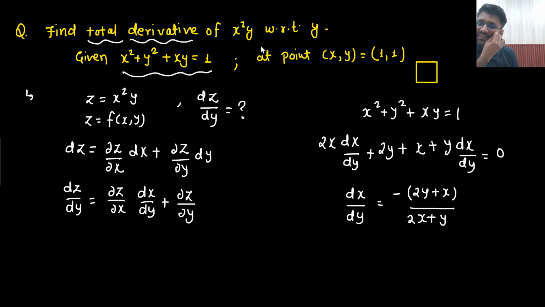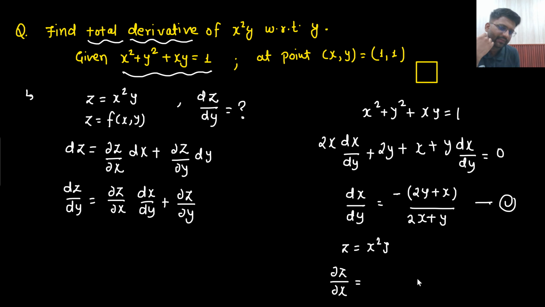Okay. Now next, z is also given. This is something that I needed to find out. So let's make it equation 1. After that, z equals x square y. So can I find out del z by del x? Yes sir, keeping y as constant, 2xy. Can I find out del z by del y? Keeping x square constant, differentiation of y will be 1, so x square.